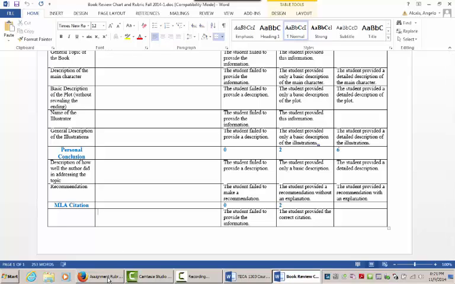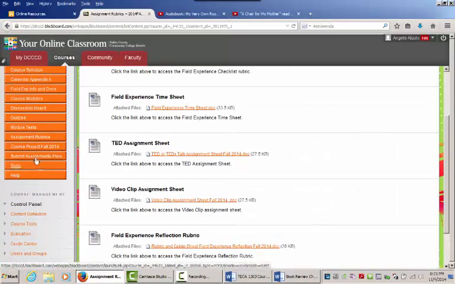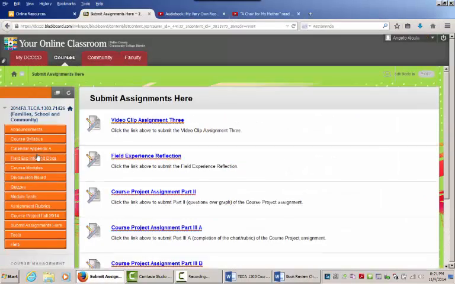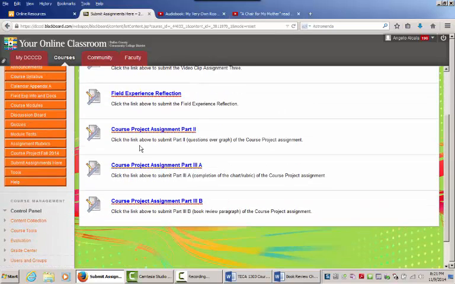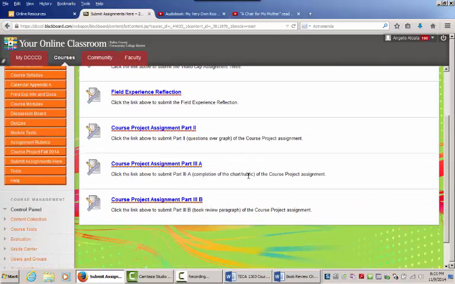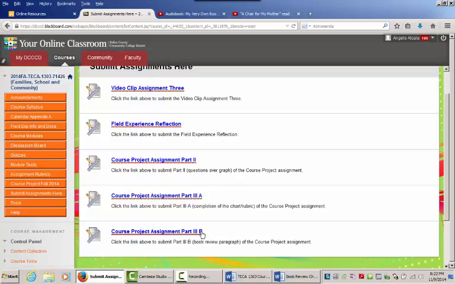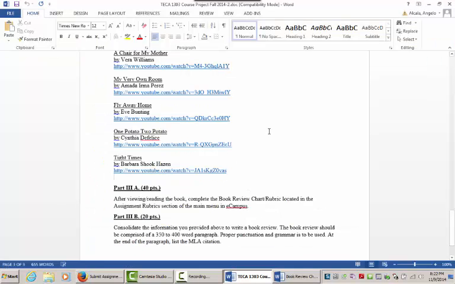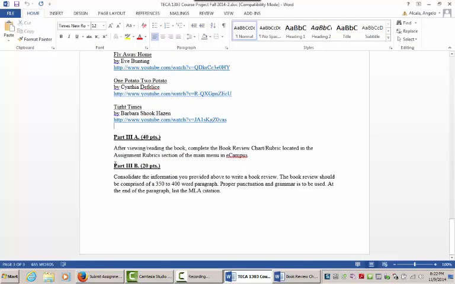Okay, once you've done that, go back to the main menu, submit assignments here. You see where it says Part 3A, completion of the chart, attach the document there. All right. Then the last part, which is Part 3B, go back to this main page, and you will see that Part 3B will ask you, this part is worth 20, Part 3A was worth 40, this is worth 20. So Part 2, 40, Part 3A, 40, Part 3B, 20, for a total of 100 points.